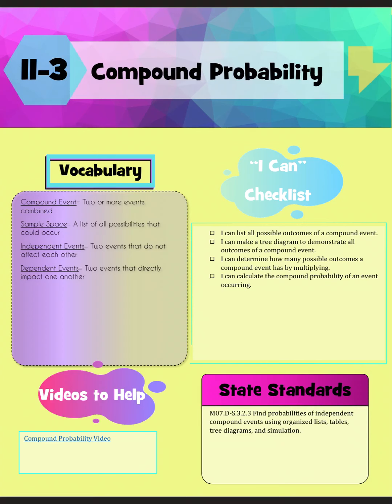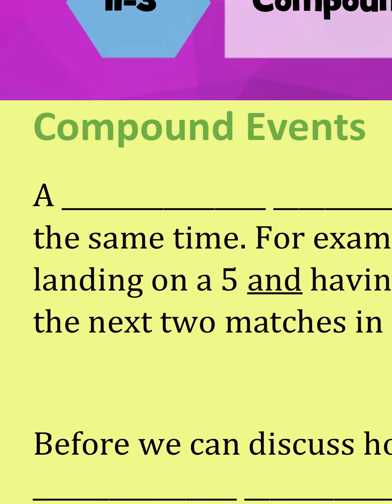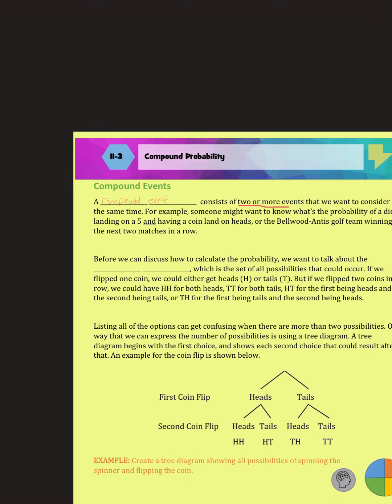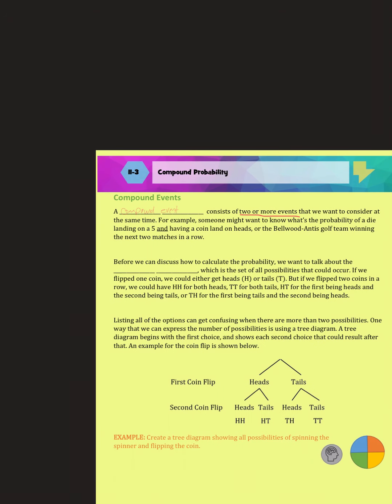All right, let's begin on this section on compound probability. So first we have to talk about something called a compound event. So what is a compound event? A compound event is actually two or more events, kind of like a compound word. It's two or more things that we would consider at the same time.